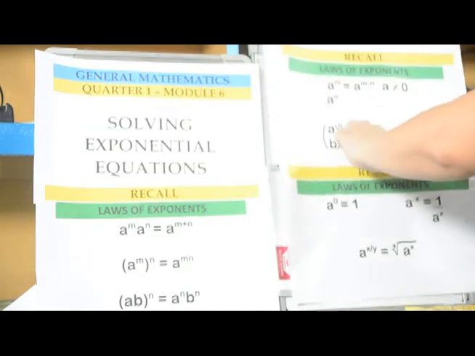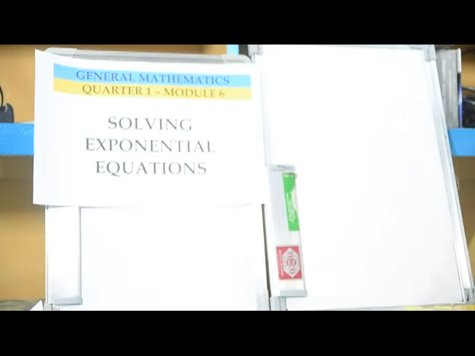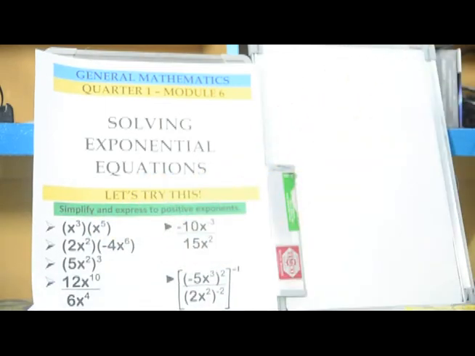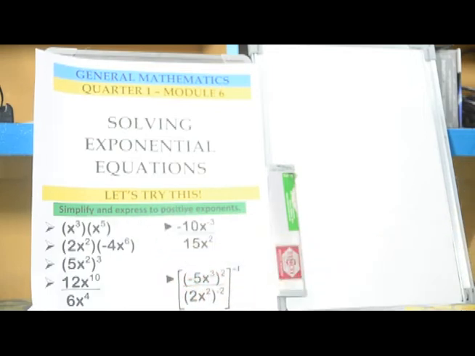Let me get this one first. Knowing the laws of exponents, let's try this. Simplify and express with positive exponents. So we have here 6 examples. The first example is x cubed multiplied by x raised to the power of 5.